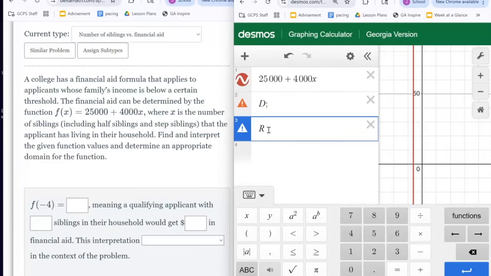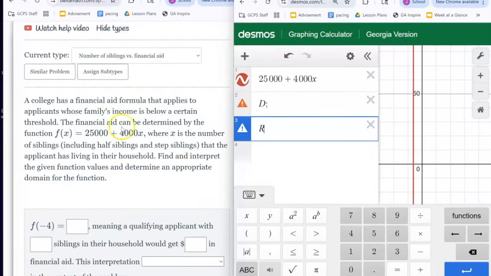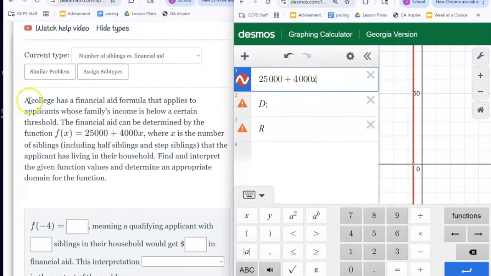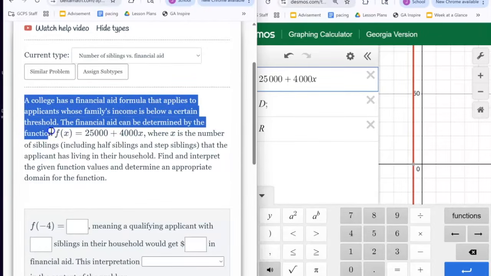As a matter of fact, I'm going to answer this question before we start, because by the time we do this math, you guys get lost at this part. All right, so domain-wise, here's the situation. A college has a financial aid formula that applies to applicants whose family income is below the threshold. The financial aid can be determined by the function f of x, where x is the number of siblings.